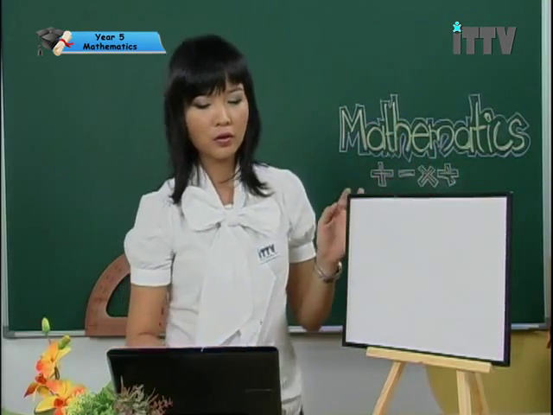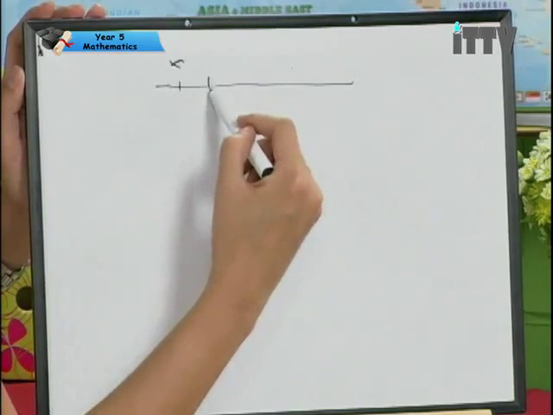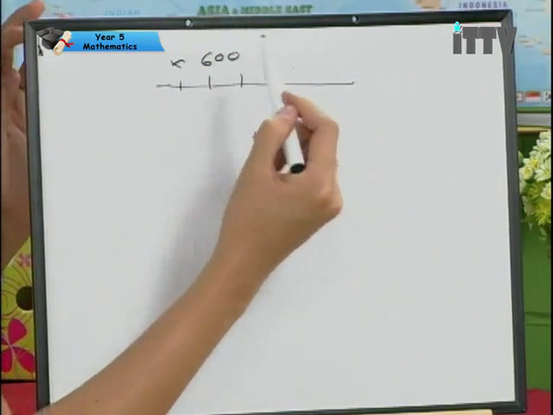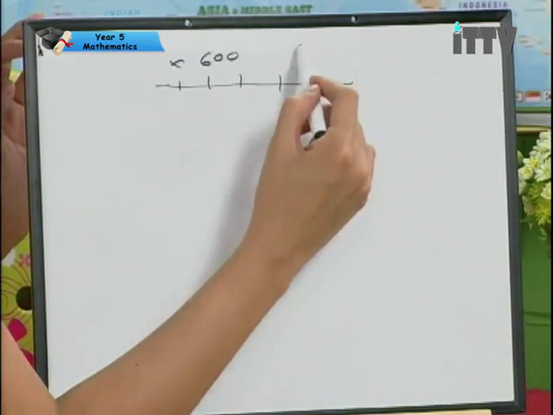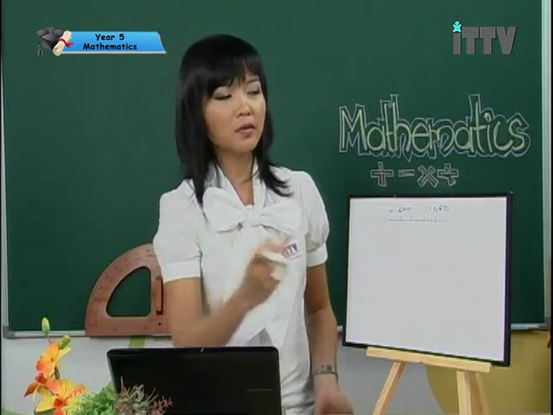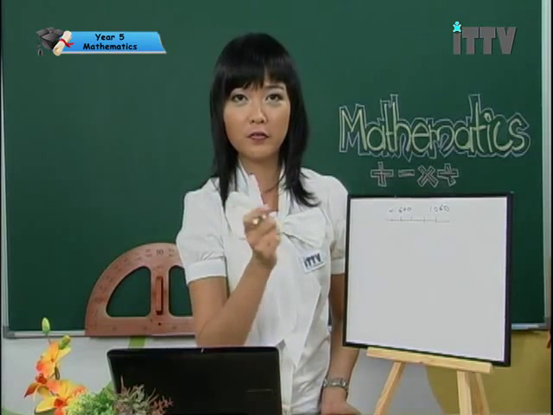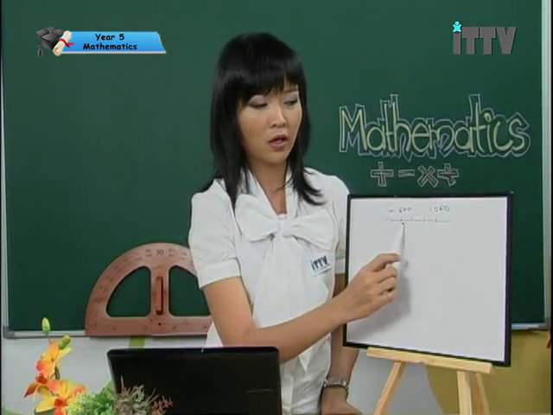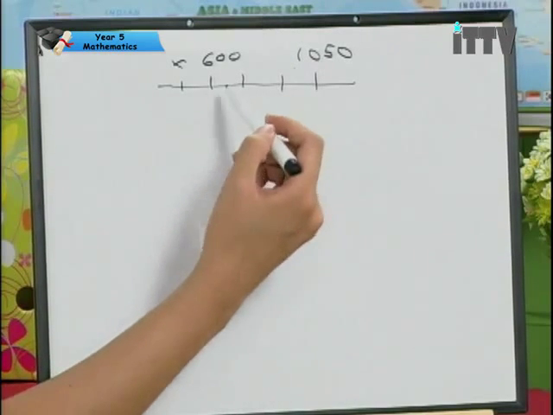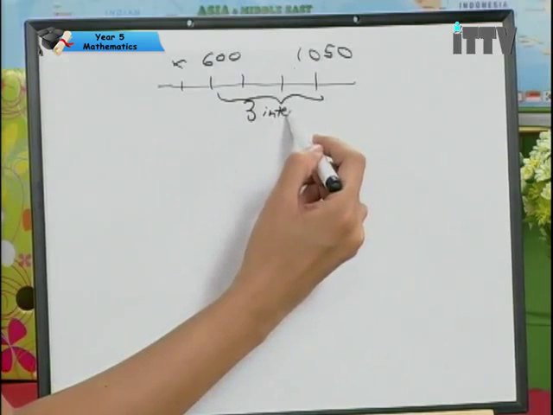Okay, so I'm just going to draw the number line here. This is x and this is 600. There are 2 more intervals in between and the last one is 1050. Okay, now, can you tell me how many intervals are there from 600 to 1050? 1, 2, 3. So there are 3 intervals here, right? 3 intervals.